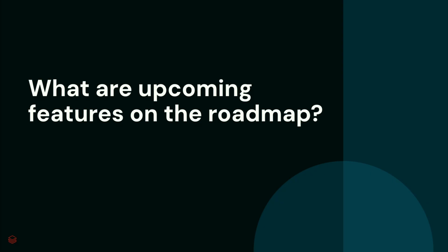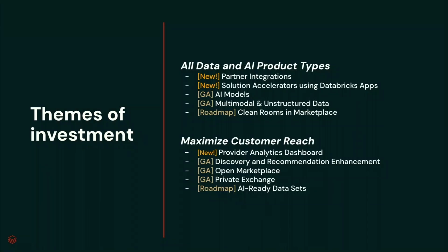So now let's look forward and let's see what's coming up, right? Basically, there are a lot of exciting things in the works in terms of our principle and our theme of how we're building Marketplace. We really want to open up two main things. The first one is we want to enable more and more types of these data assets or product types to be able to be added to the Marketplace. The second thing is we want to maximize our customer reach, right? So making the discovery experience better.